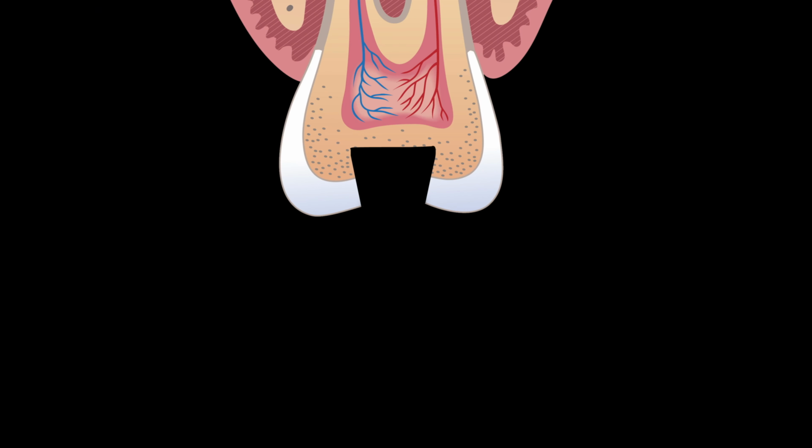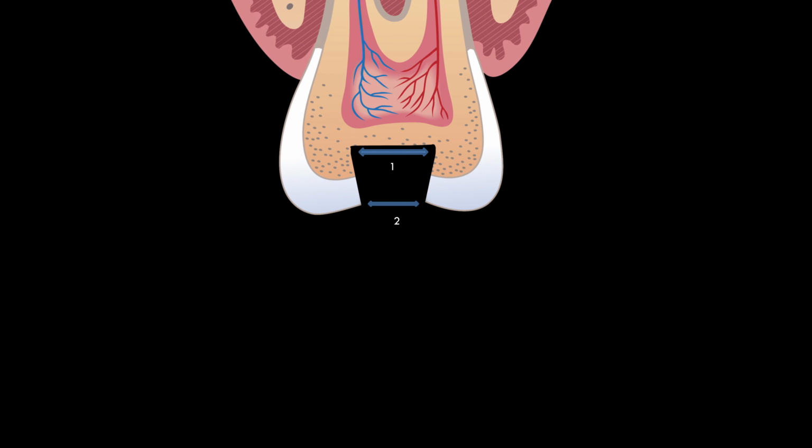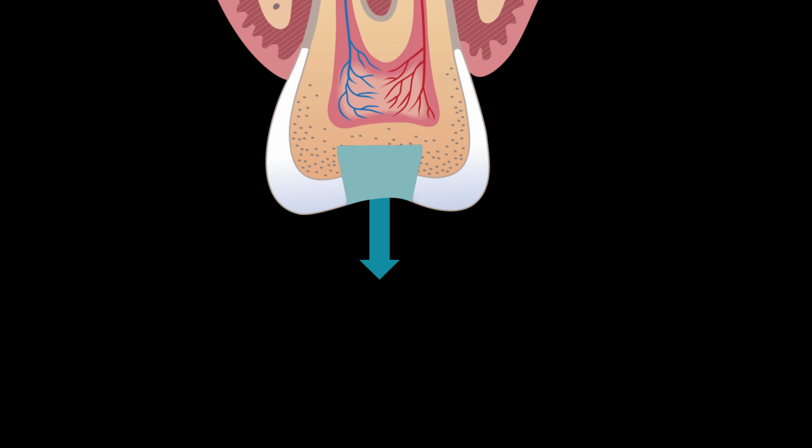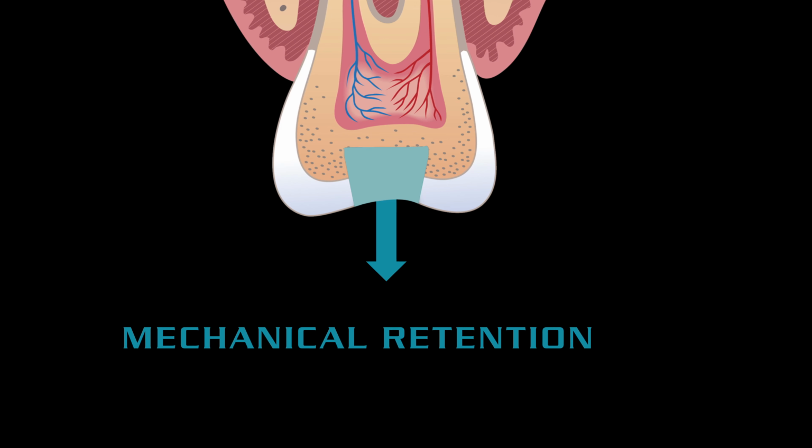Why? Because in the first tooth preparation, the occlusal area, which is mentioned as number 2, is narrower, while the area which is closer to the pulpal floor, which is mentioned as number 1, is wider. So the restoration gets stuck inside the tooth, and even if you are pulling it out, it will not get dislodged. This type of retention is called mechanical retention.